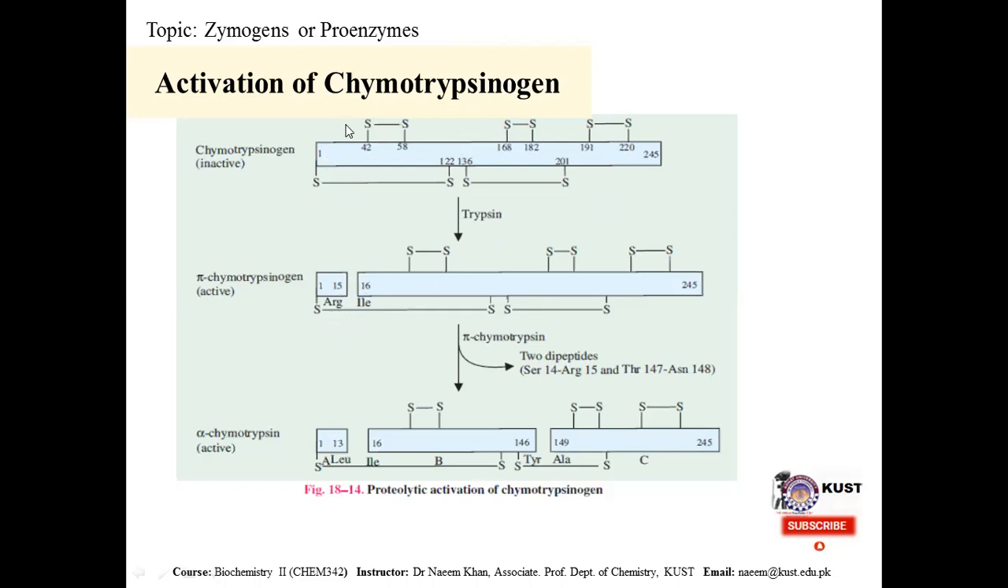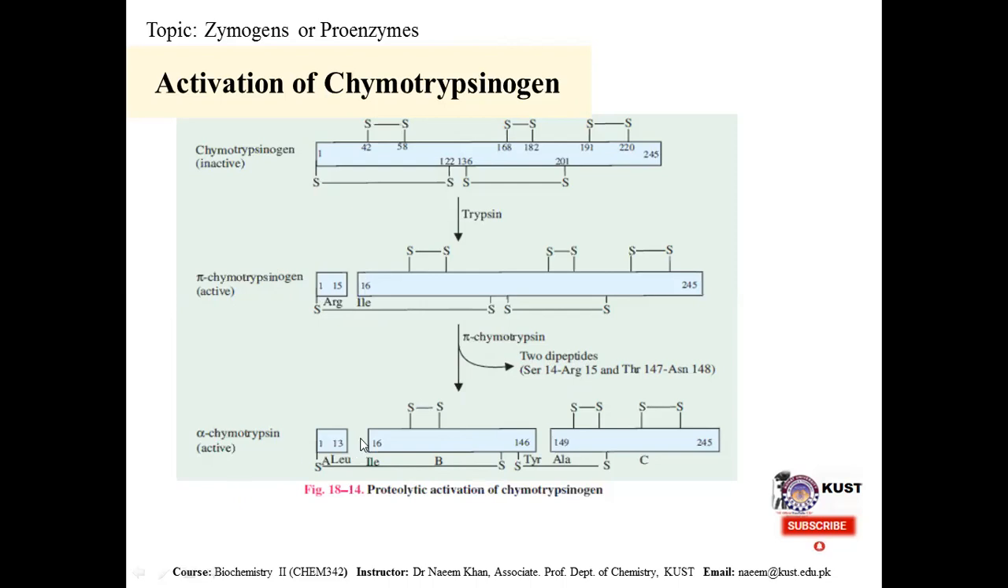Look, this bond is broken, but the unit is still linked because it has a disulfide bond with amino acid 121. So this is linked, but by hydrolysis this bond is broken. Now it is active by itself, and it breaks down and removes two dipeptides, that is, serine at position number 14 and arginine at position number 15.